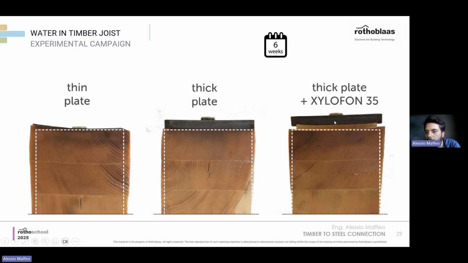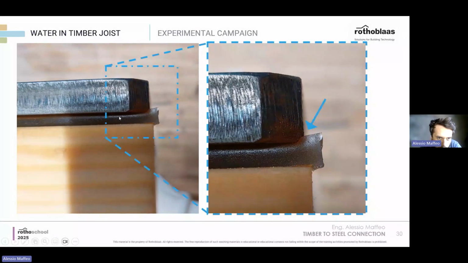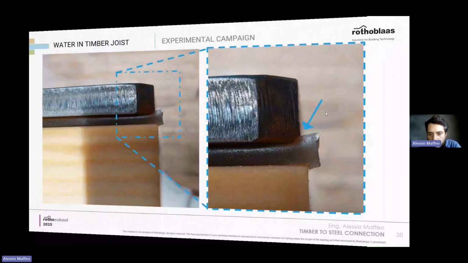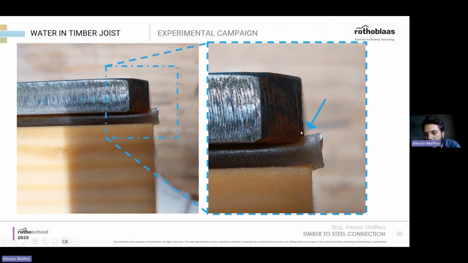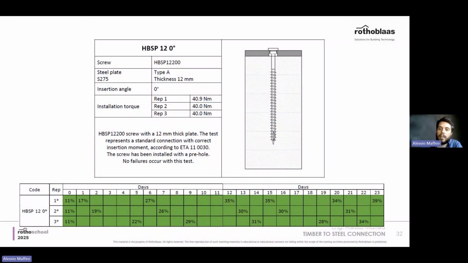And with xylophone, so with the acoustic profile, we see that it is being compressed. We see it also in this picture. So this is a zoom. It's a zoom image of this detail of the picture before, right? In which we see that effectively we have a compression layer. So this is positive because we have something that is able to absorb some of the compression.